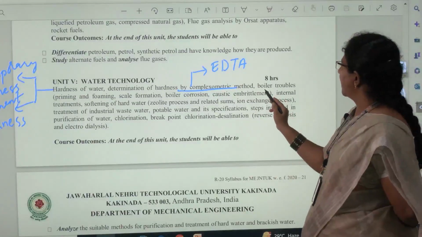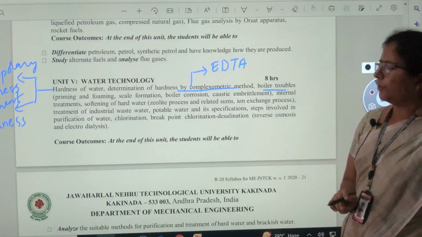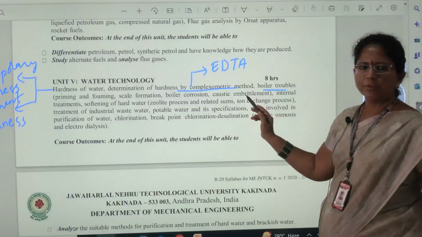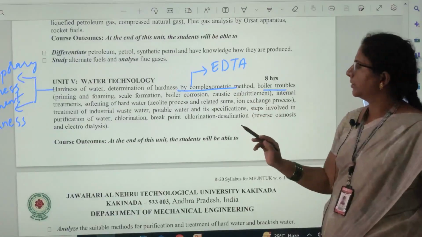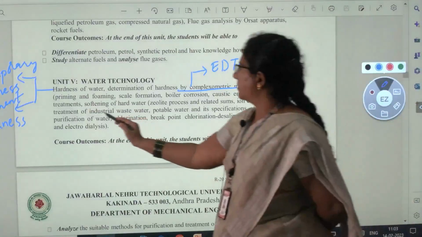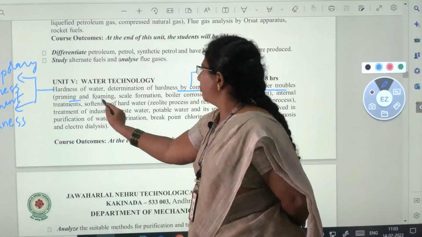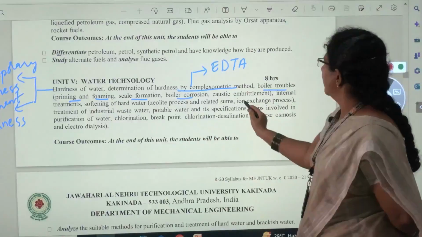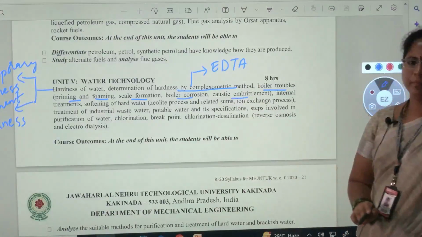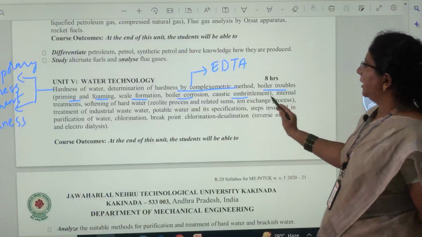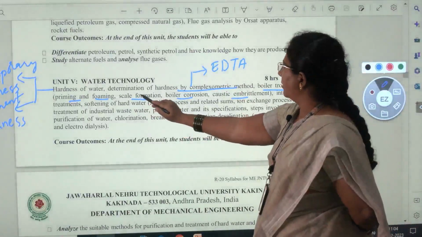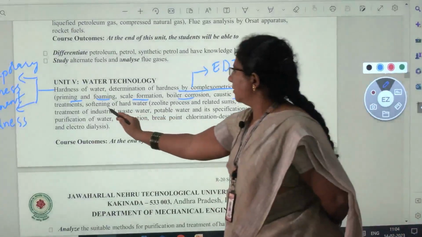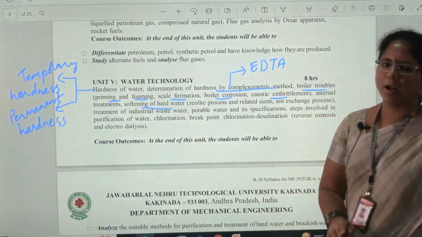Next we have to discuss the boiler troubles. Boiler troubles are the troubles which occur in the boiler due to the usage of untreated water. So what are the major boiler troubles? Priming, foaming, scale formation, boiler corrosion, and caustic embrittlement. Next we have to discuss the internal treatments for resolving these boiler troubles. So next we will discuss the softening of hard water.